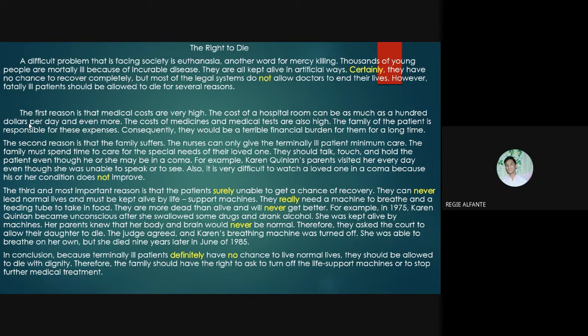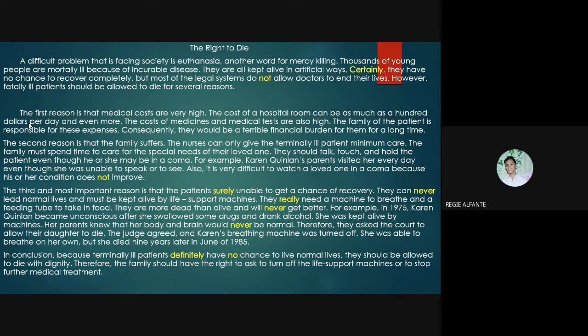In conclusion, because terminally ill patients definitely have no chance to live normal lives, they should be allowed to die with dignity. Therefore, the family should have the right to ask to turn off the life support machines or to stop further medical treatment. So, as we can observe, this argumentative essay consists of adverbs of affirmation and negation.